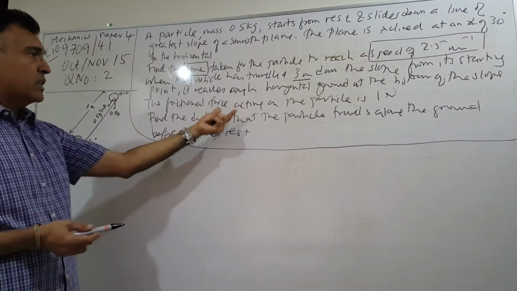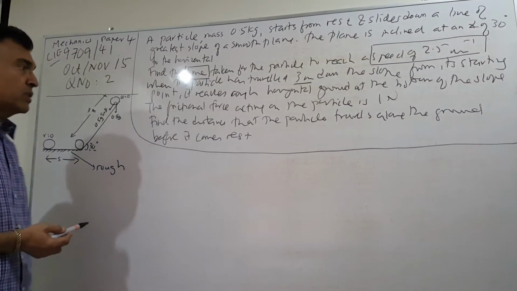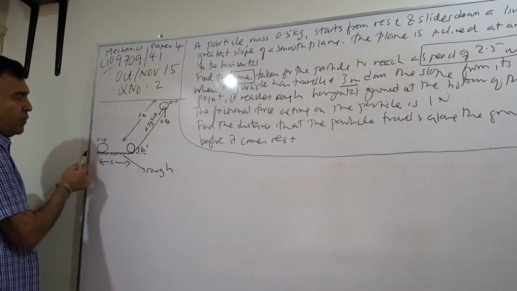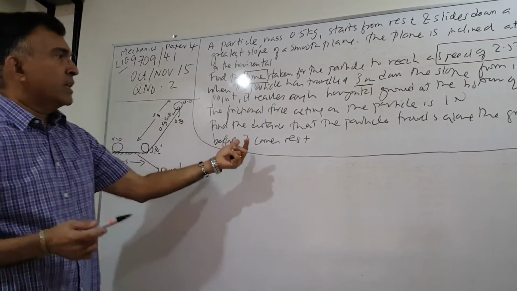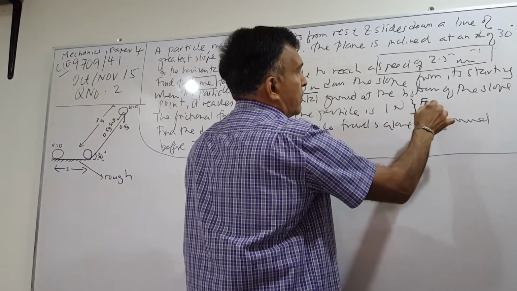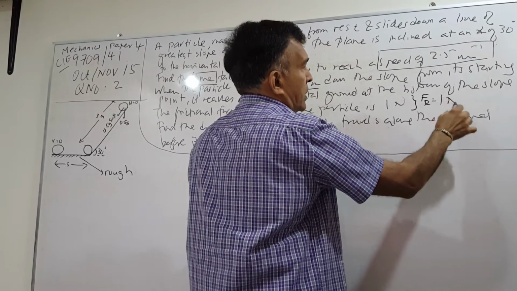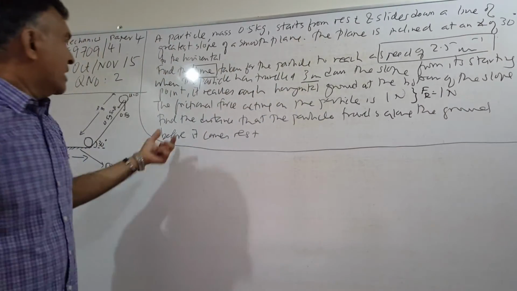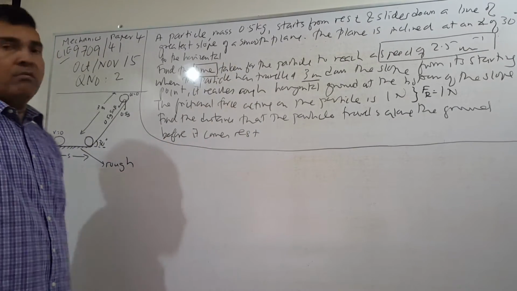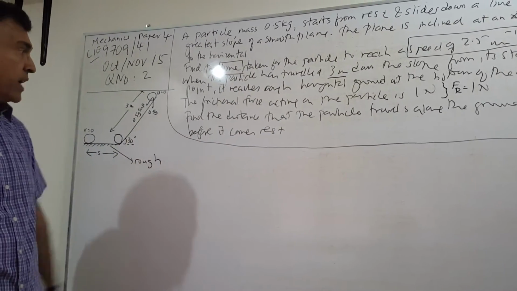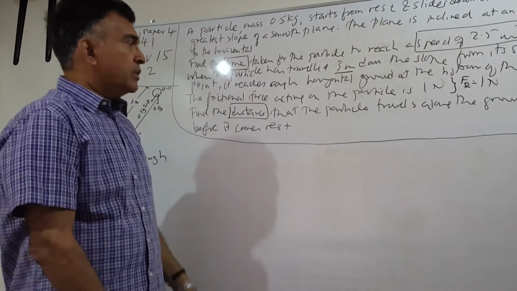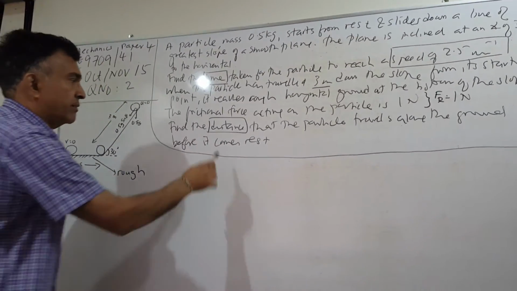Now the frictional force acting on the particle is 1 Newton. So at this part of the motion, the frictional force is 1 Newton. Find the distance that the particle travels along the ground before it comes to rest. So here we are asked to find the distance the particle travels before it comes to rest.